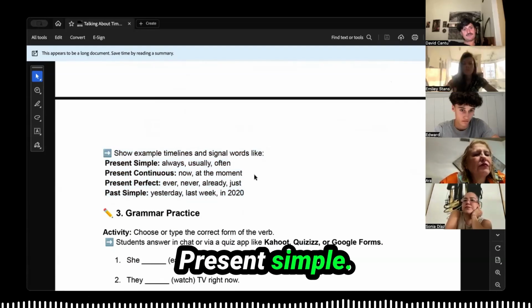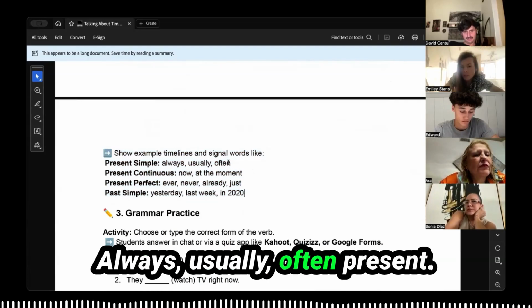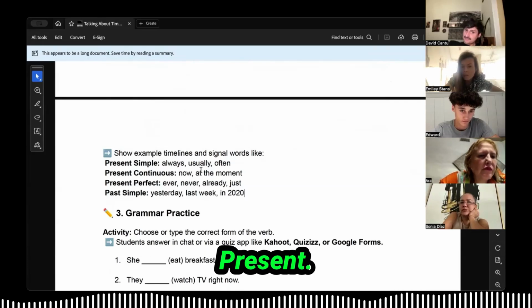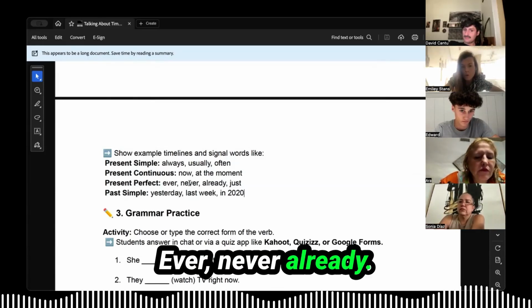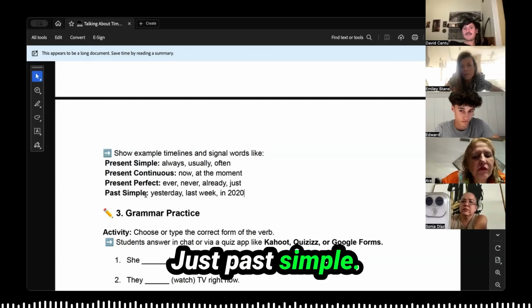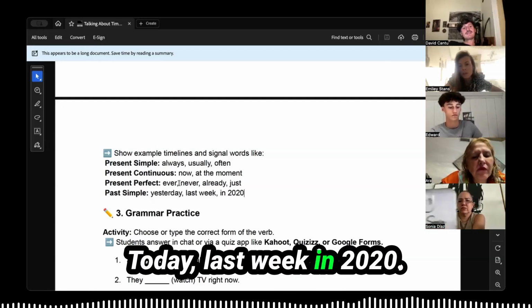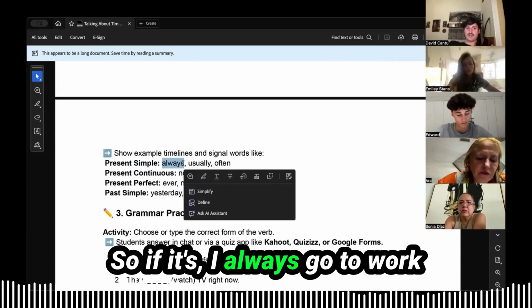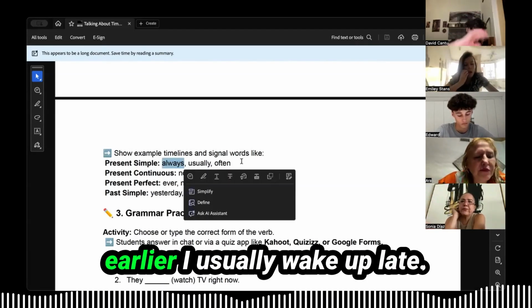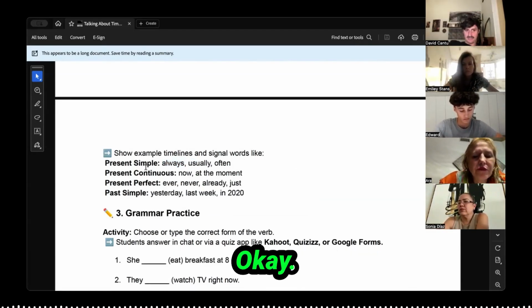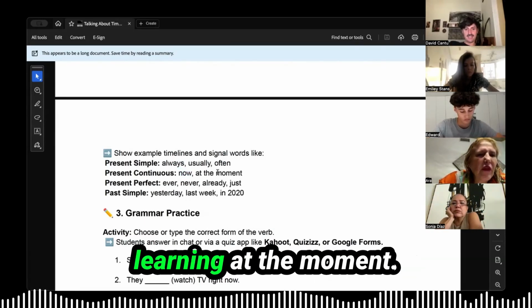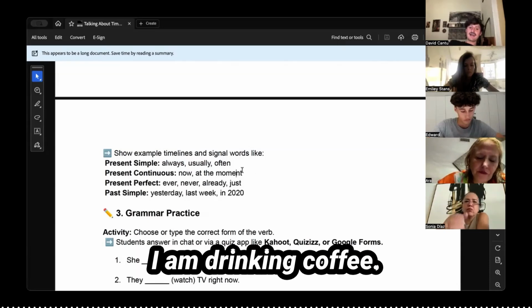Okay. Present simple: always, usually, often. Present continuous: now, at the moment. Present perfect: ever, never, already, just. Past simple: yesterday, last week, in 2020. Good. So I always go to work early. I usually wake up late. Present continuous: right now, I'm studying, I'm learning. At the moment, I am drinking coffee.